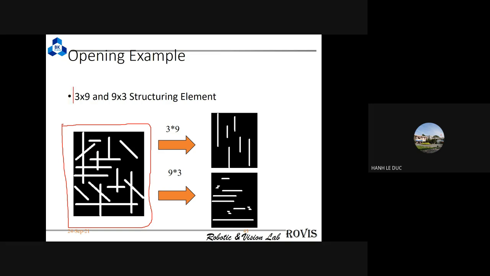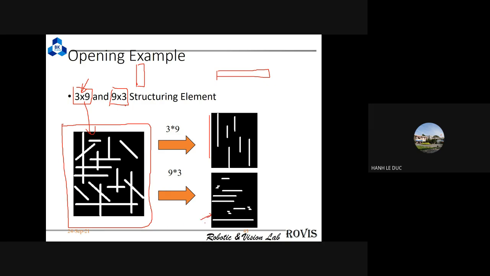So I apply a structuring element like this, 3 by 9. Sorry, is it this one? Right, vertical. This is the vertical kernel, and this is the horizontal kernel. After applying this one, you will have this picture. After applying this one, you will have this picture.